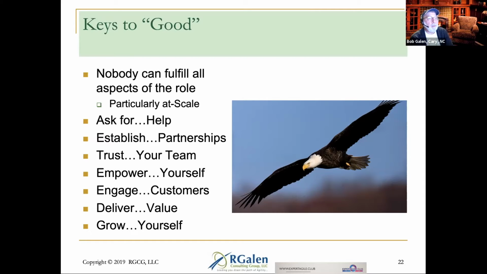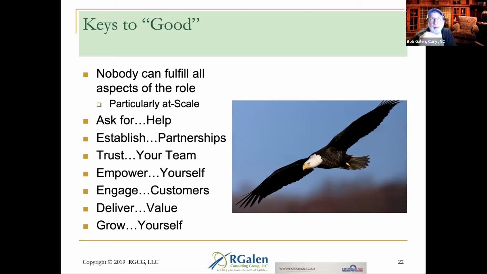Okay, wrapping things up. We are close to done. So keys to good. That was the promise that I had. What does good look like? I think the quadrants give us an idea that good is broad and deep and nuanced. And it's not simple, and it's incredibly challenging for a single person to do everything.